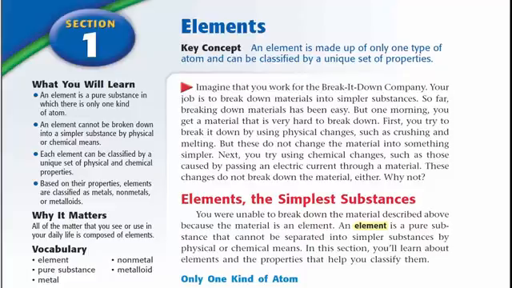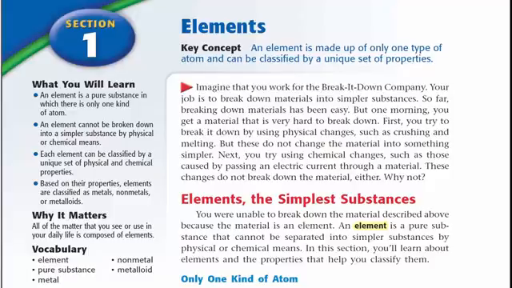Elements, compounds, and mixtures. Section 1. Elements. Key concept. An element is made up of only one type of atom and can be classified by a unique set of properties. As you read this section, keep in mind what you will learn.